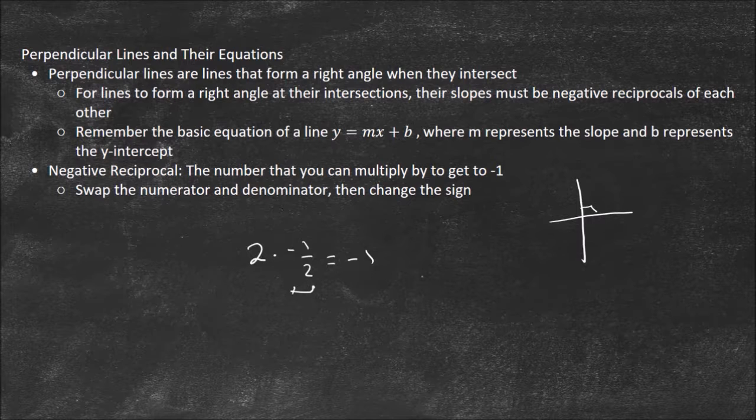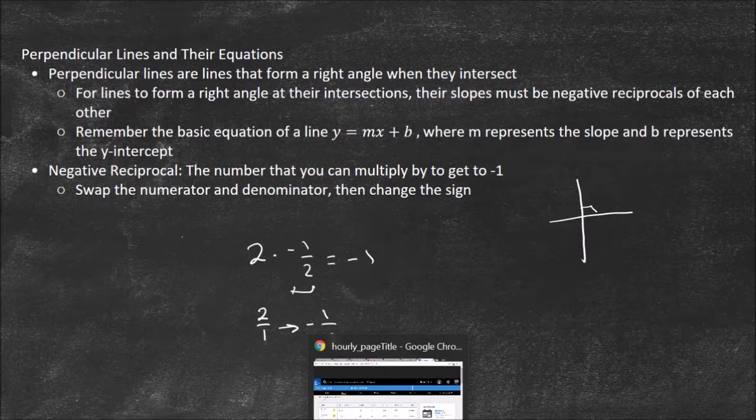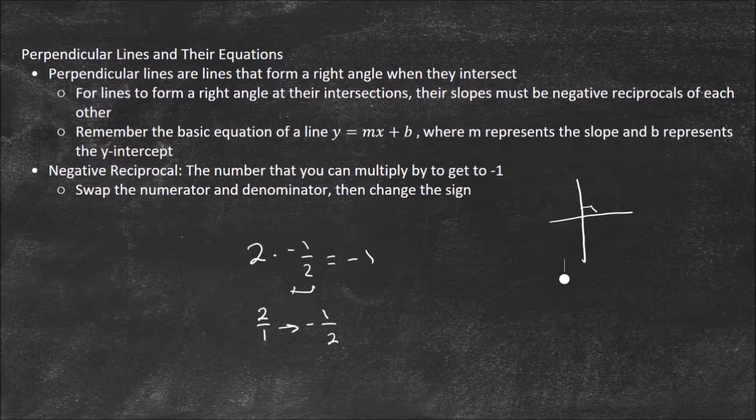So let's take a look at 2 again. We could write it as 2 over 1. Well, if I want to swap the numerator and denominator, I have 1/2, and then change the sign. Well, it was positive, now it's negative. So that's the negative reciprocal. There's two ways to get to it, but that's really important because that's how you find the slope of the line that's going to be perpendicular.